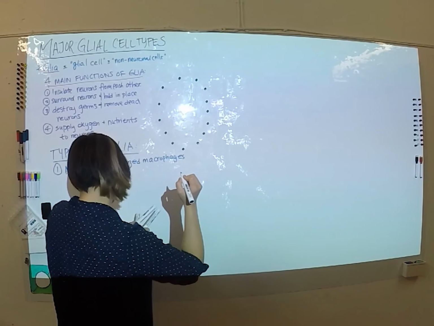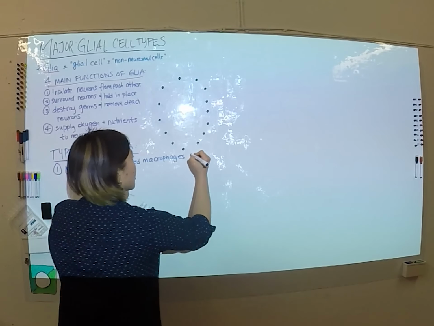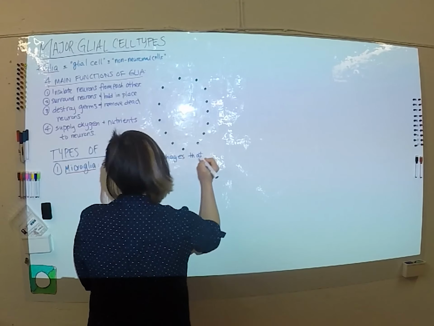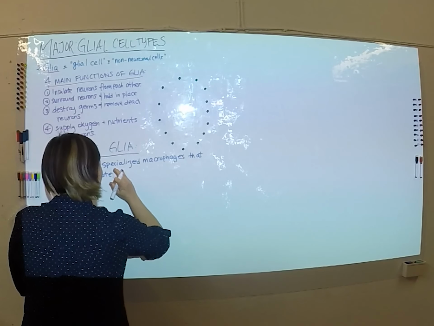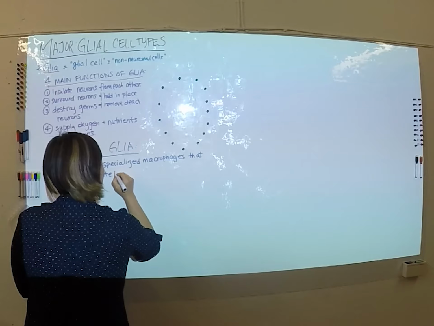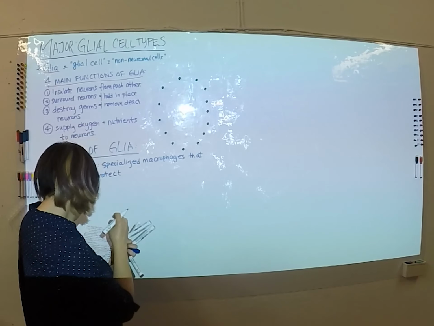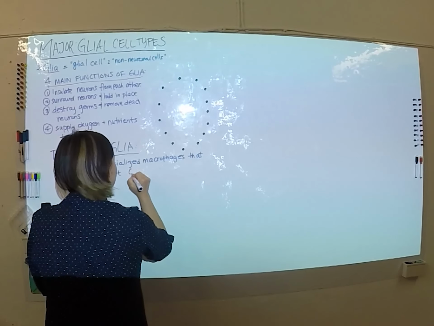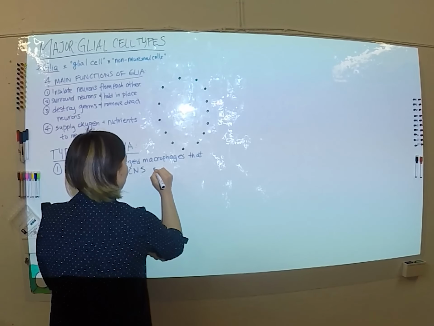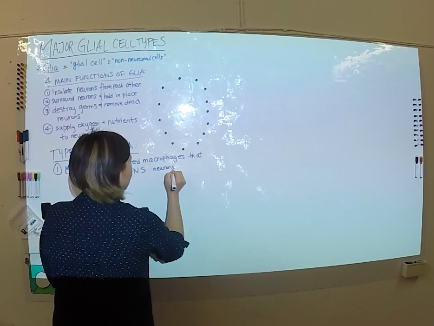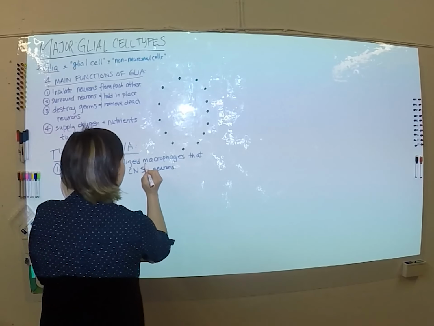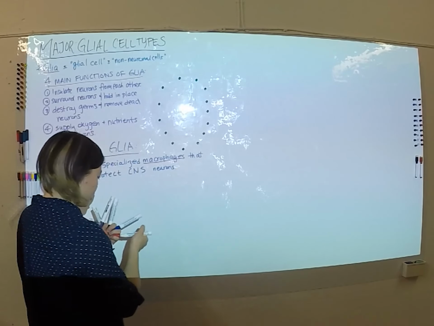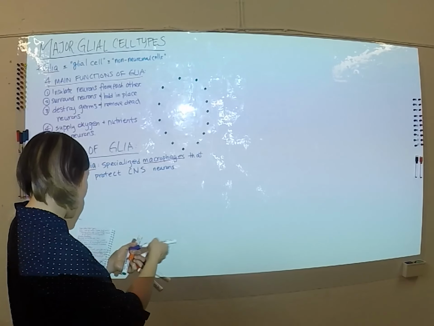Macrophages. Specialized macrophages that protect central nervous system neurons. Okay, so we have a new word here, macrophage. So let's quickly define that.